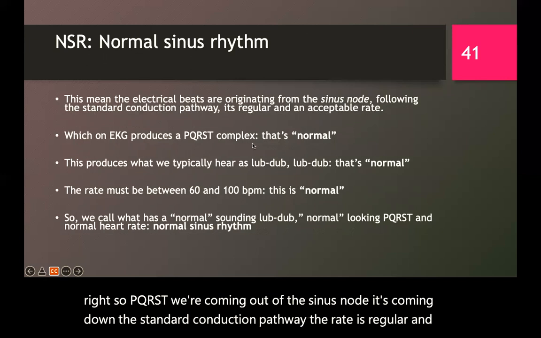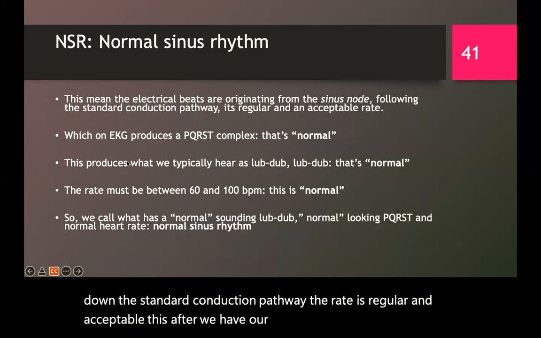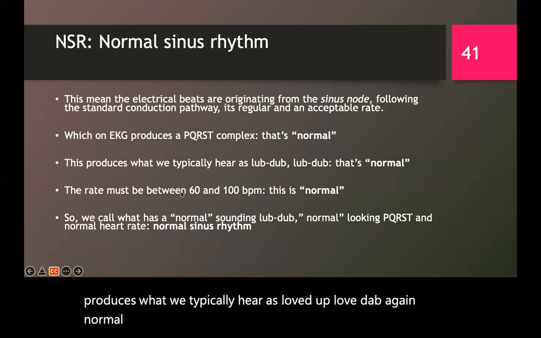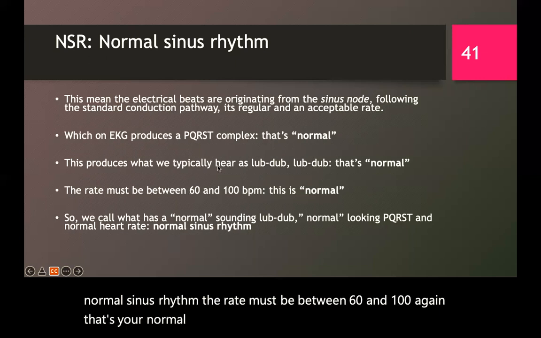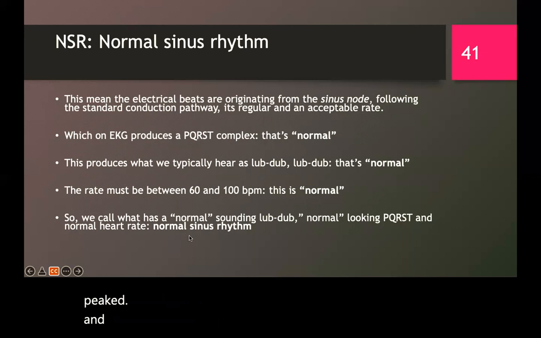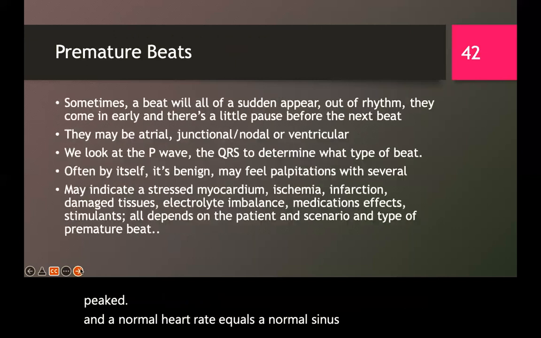After we have our PQRST, which is normal, this produces what we typically hear as lub-dub. Lub-dub, again, normal sinus rhythm. The rate must be between 60 and 100. Again, that's your normal rate, your normal beat, lub-dub. So a normal sounding lub-dub, a normal looking PQRST, and a normal heart rate equals a normal sinus rhythm.